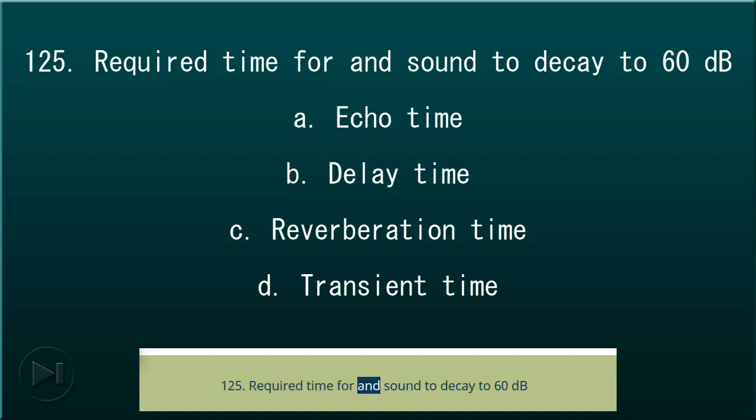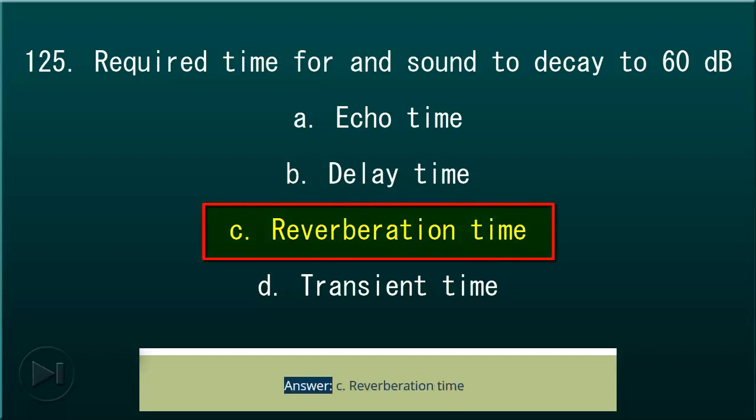125. Required time for a sound to decay to 60 dB. A. Echo time. B. Delay time. C. Reverberation time. D. Transient time. Answer: C. Reverberation time.